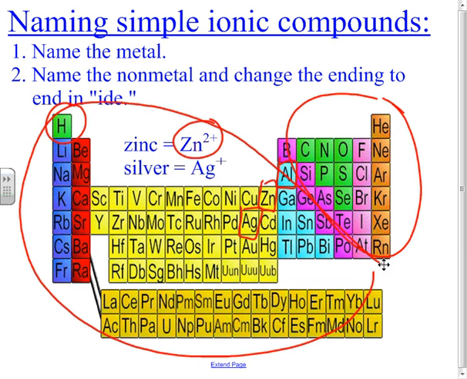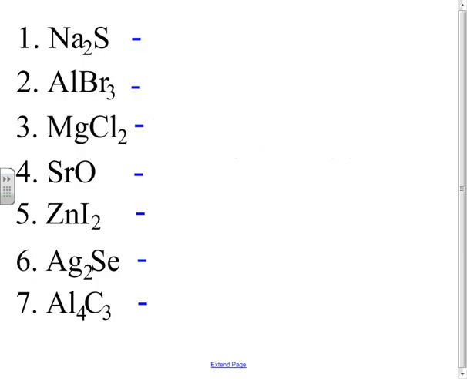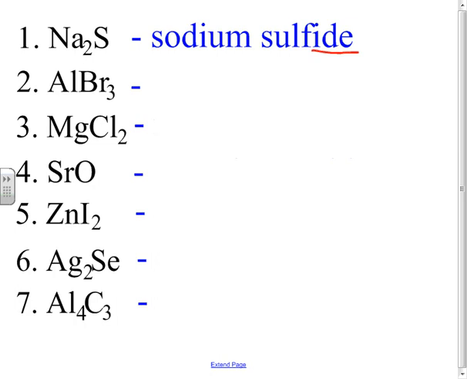Carbon will be carbide, nitrogen is nitride, oxygen is oxide, fluoride, phosphide, sulfide, chloride, selenide, bromide, iodide, and you'll need to get used to those. So again, just name the metal on the left-hand side and then change the nonmetal to end in IDE. So sodium and sulfur becomes sodium sulfide, just changing the ending of sulfur to IDE.